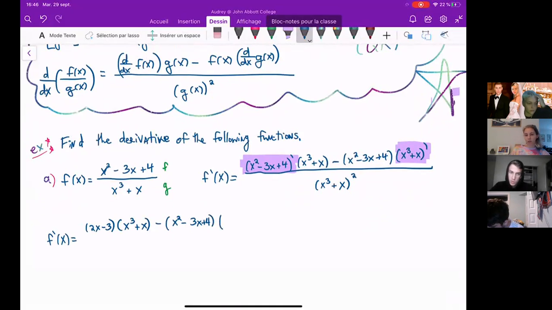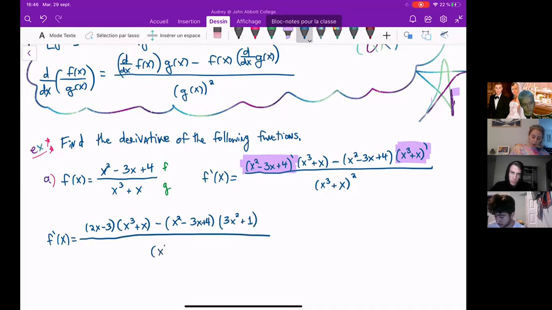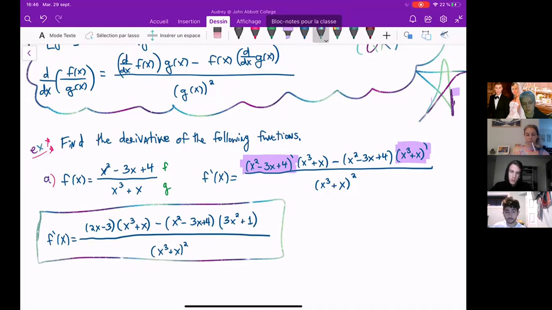What's the derivative of x cubed plus x? 3x squared plus 1. 3x squared. And then I divide that by x cubed plus x squared, and that's my final answer. Shouldn't we? Okay, never mind.